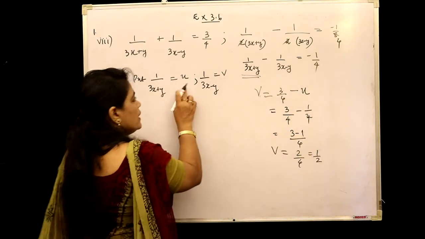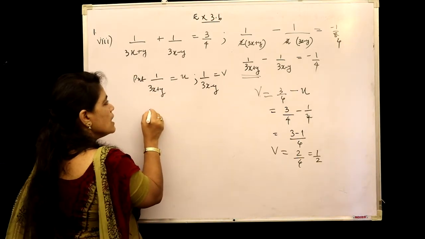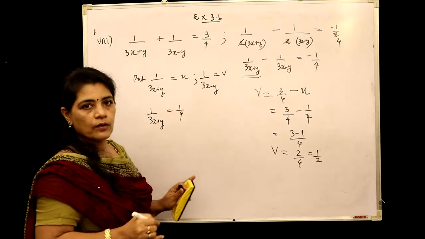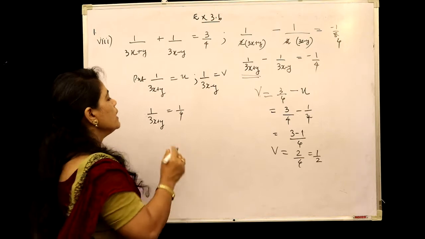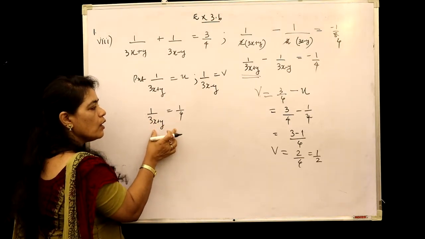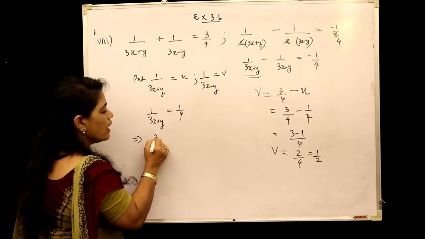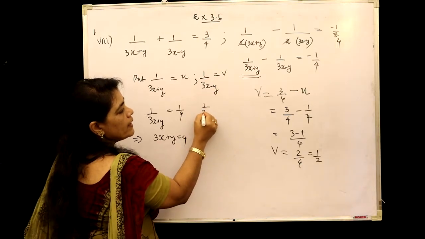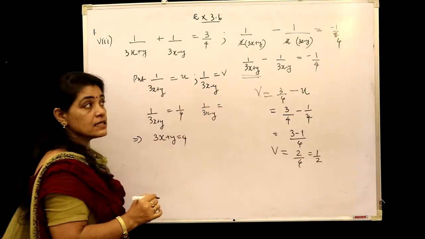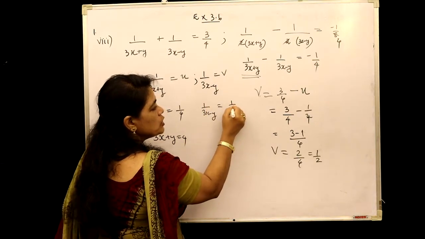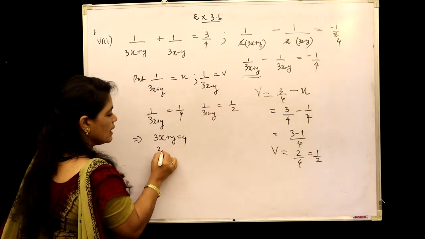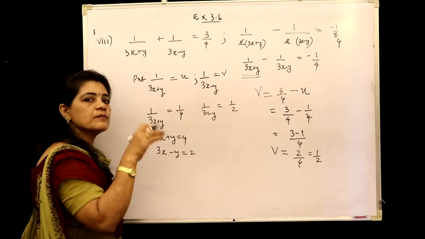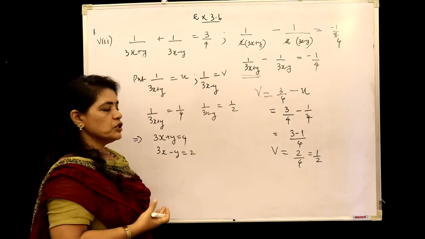Okay, and we are going to resubstitute these values, that is 1 by 3x plus y is equal to 1 by 4. We have seen that 1 by 4 is u. From this, you can take the reciprocal or cross multiply, and hence you will have 3x plus y is equal to 4. On this side, 1 by 3x minus y, we can substitute v as 1 by 2, that is 3x minus y is equal to 2. Cross multiplication or reciprocal method, any method you can apply in order to get the final answer.